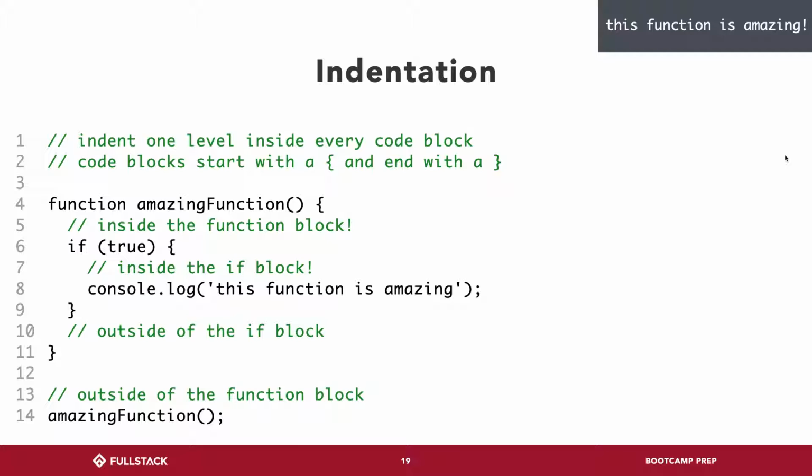We go down. If true. True is true. The thing inside of the if statement has to be a truthy statement. And we'll talk about truthiness on Wednesday. I'll be here for that. But if it is truthy, we go inside of it and run the code. And we console.log, this function is amazing. And you see that in the terminal.